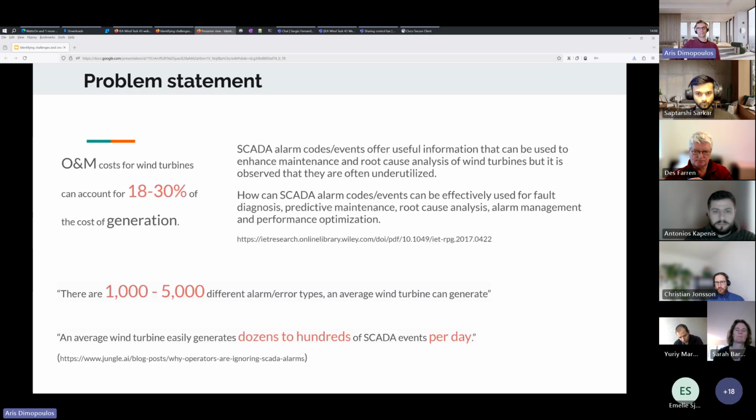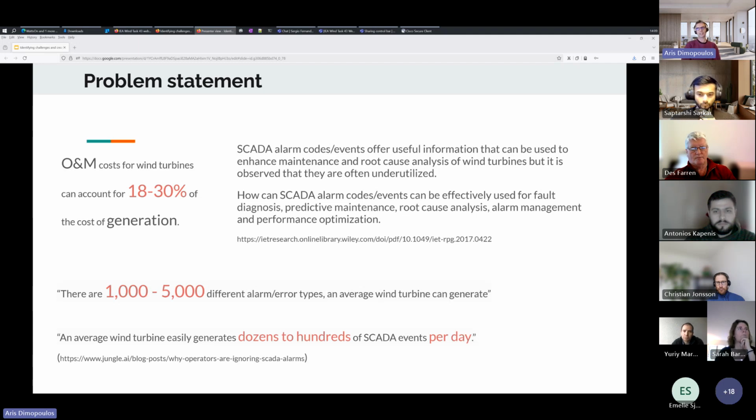The main reason we've chosen this particular subject about SCADA alarm codes and events is because, from discussions in the group, we've identified that there is a lot of potential in the actual data that we are seeing, that we believe is a bit unutilized when doing analysis on either fault analysis or looking into performance of the wind farms.